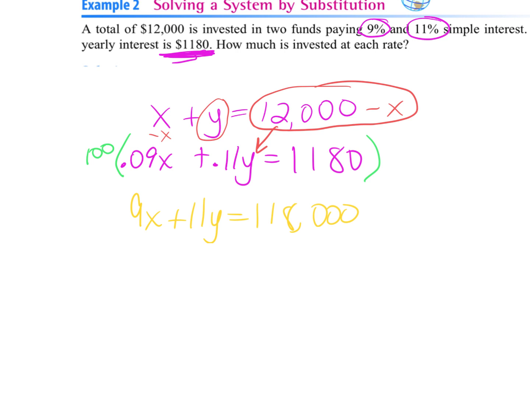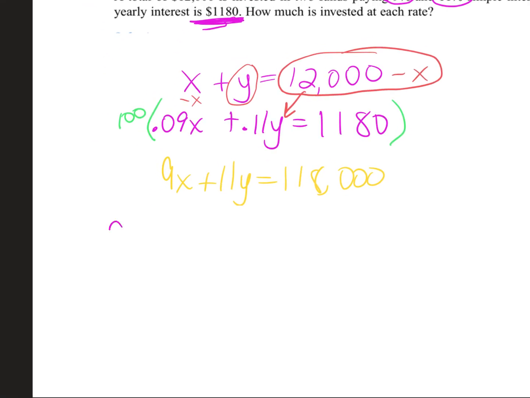You can do that with anything, guys. And if you have two equations, one you want to multiply by 10, one you want to multiply by 100, that's fine to move decimal places, just as long as you do it throughout the entire thing. So now I'm going to go through and replace y. I'm going to say 9x plus 11 times, instead of y, 12,000 minus x. And then I finish out my equation.